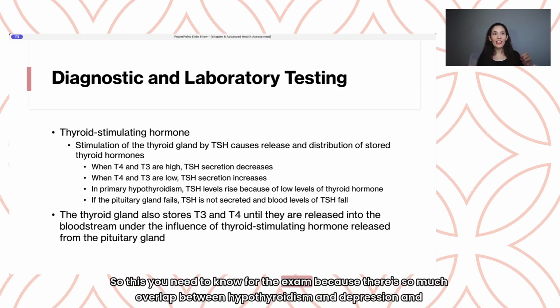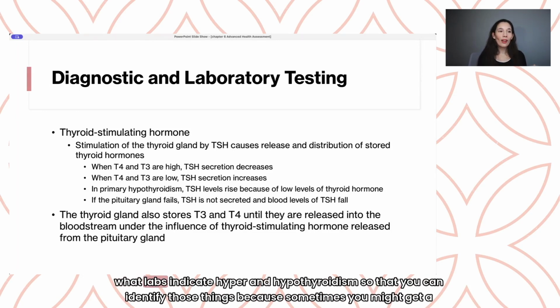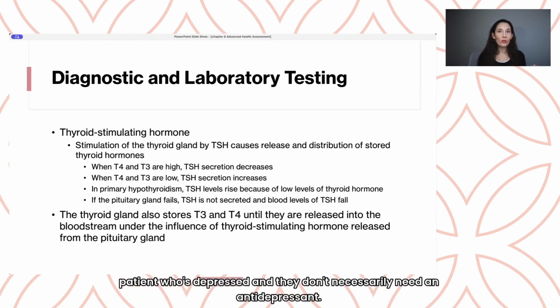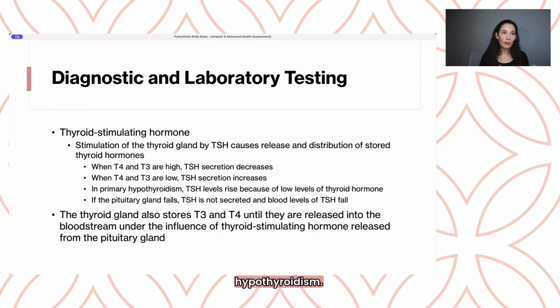So this you need to know for the exam because there's so much overlap between hypothyroidism and depression and hyperthyroidism and mania that the board, I believe, in my view, wants you to know what labs indicate hyper and hypothyroidism so that you can identify those things, because sometimes you might get a patient who's depressed and they don't necessarily need an antidepressant. What they need is thyroid hormone because they have hypothyroidism. So important. So know that when there are low levels of T3 and T4, we're going to see high TSH, which is going to indicate hypothyroidism.